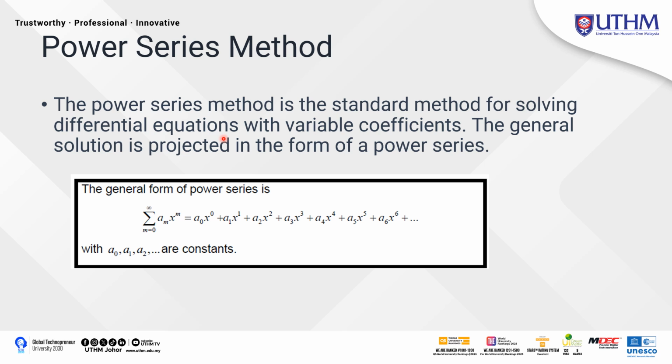By assuming a solution in the form of power series, substitute it in the equation and then solve for the coefficients of the series. Here is more detail about the explanation. The general form of the power series is the summation from m equal to 0 to infinity of a_m x^m, equal to a0 x^0 plus a1 x^1 plus a2 x^2 plus a3 x^3 and so on, where a0, a1 and a2 are constants.